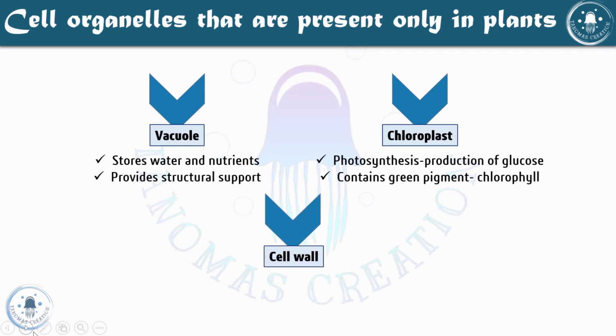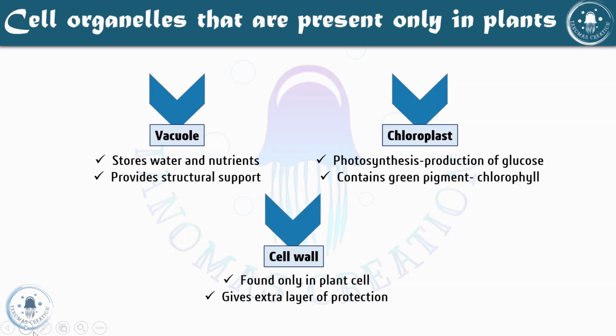And the third is the cell wall. Plants have a cell wall while the animal cell does not. This cell wall is found only in plant cells and it gives an extra layer of protection to the plant cells. So animal cells have only the cell membrane, whereas plant cells have the cell membrane and also the cell wall. It provides an extra layer of protection to the plants for survival.